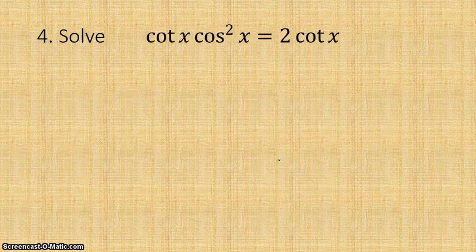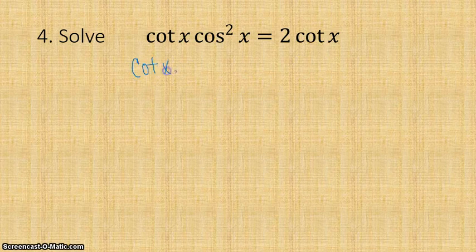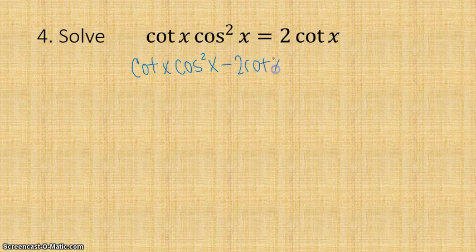Alright, this is the last one we're doing. We're solving this. Yes, there's cotangent on both sides, but if I divide by cotangent of x, I actually end up getting rid of one of my answers. So as soon as I start seeing squareds and stuff, I think of it just like I would with a quadratic. I'm going to try to get everything on the same side and get it equal to 0. So cotangent x cosine squared x minus 2 cotangent x equals 0.